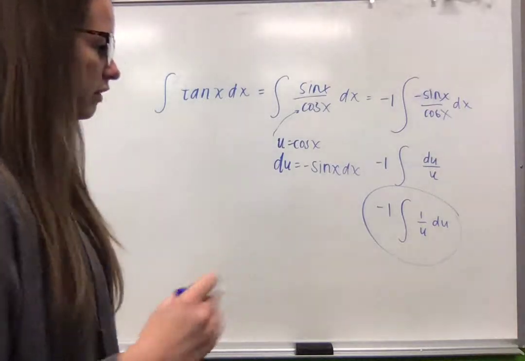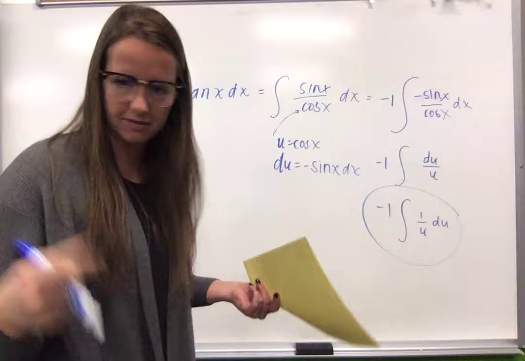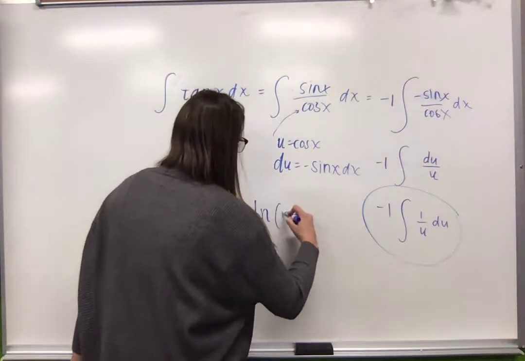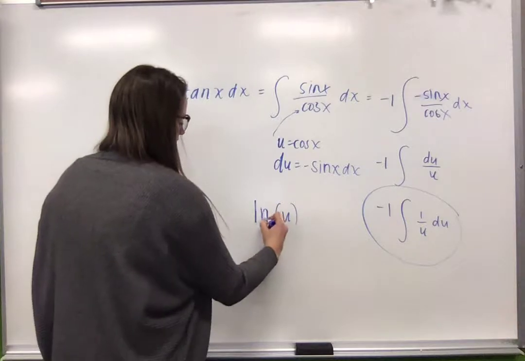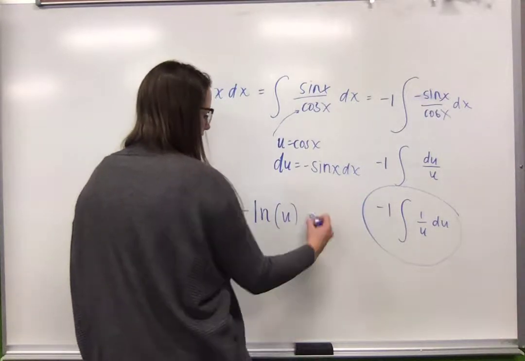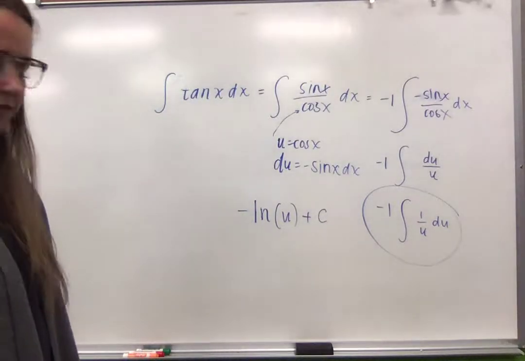What's the integral of 1 over u? Hopefully a light bulb was going off, like obviously. This is the same every time. The integral of 1 over u is going to be ln of u. And then it's negative, so throw a negative in front, and then because we're integrating, there should be a plus c on the end. So that's fun and exciting.